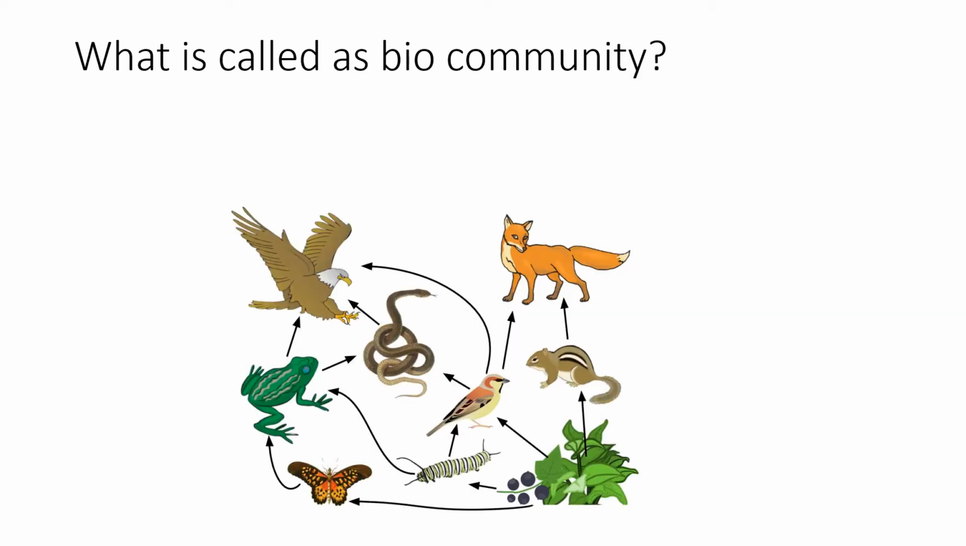What is called as biocommunity? Now, as you know, there are many interactions between plants and animals. The green plants produce food using solar energy. The animals depend on these plants directly or indirectly for the consumption of food. Not only to fulfill their food requirements, but for other things also.